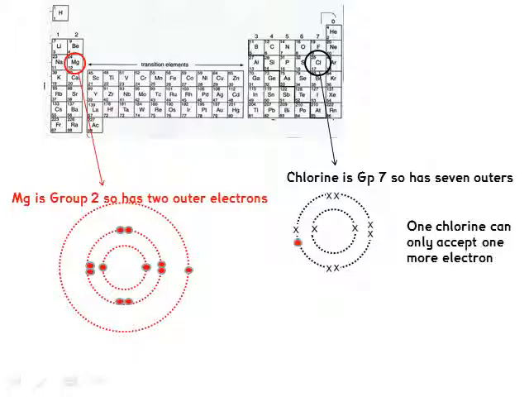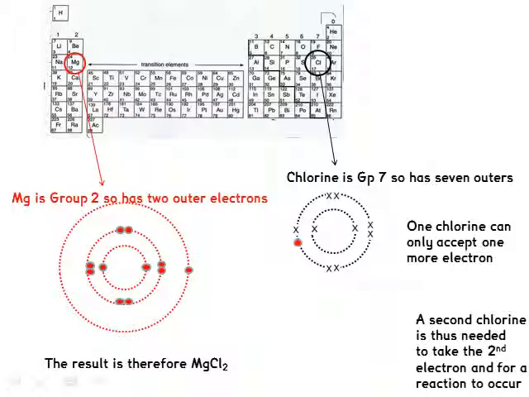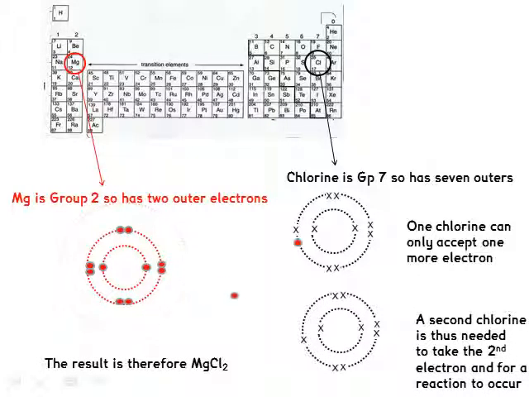If we bring in a second chlorine atom, then what happens is that that lone outer electron is then passed to the second chlorine, and that causes a bond to form. The resulting substance is magnesium chloride, MgCl2. Observing this helps us to see how some of the formulae that we encounter are actually derived.